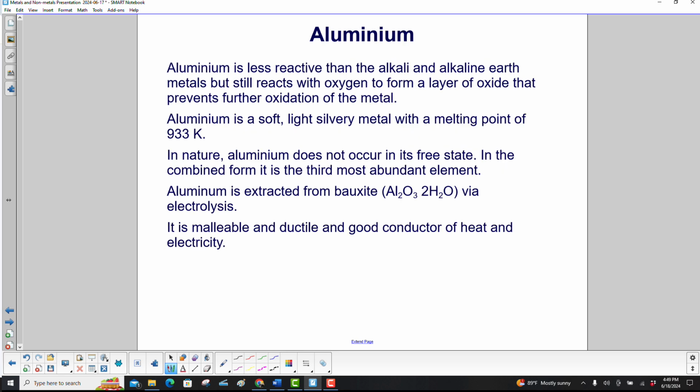Aluminium is less reactive than the alkali and alkaline earth metals, but still reacts with oxygen to form a layer of oxide that prevents further oxidation of the metal. Aluminium is a soft, light, silvery metal with a melting point of 933 K. In nature, aluminium does not occur in its free state. In the combined form, it is the third most abundant element. Aluminium is extracted from bauxite via electrolysis. It is malleable and ductile and a good conductor of heat and electricity.